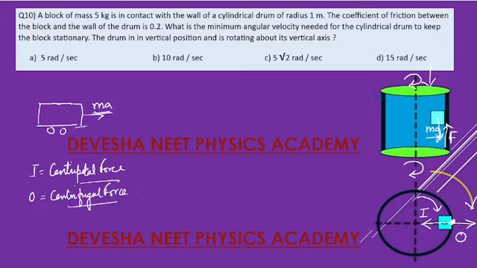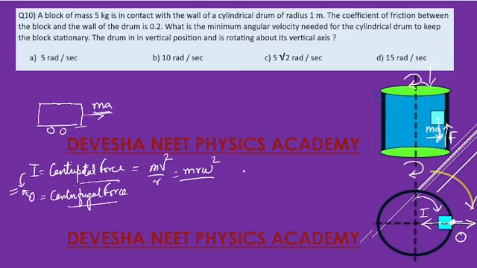Now, what will be the value of the centripetal force? Since this is in equilibrium, the block is not going outside the circle. It means I is equal to O. This and this are the same. So now, what is the centripetal force? Centripetal force by definition is equal to mv square by r, which is equal to m r omega square. So this is our definition of centripetal force.